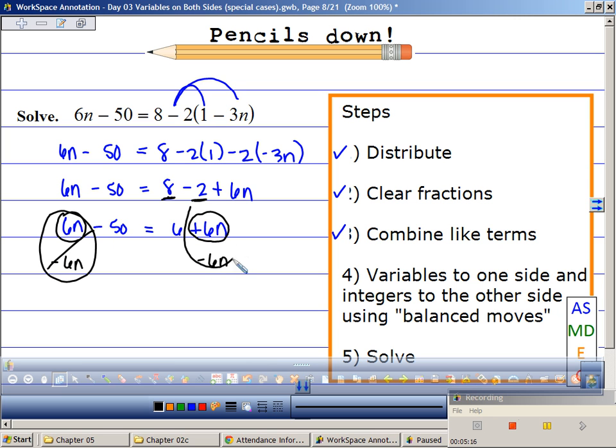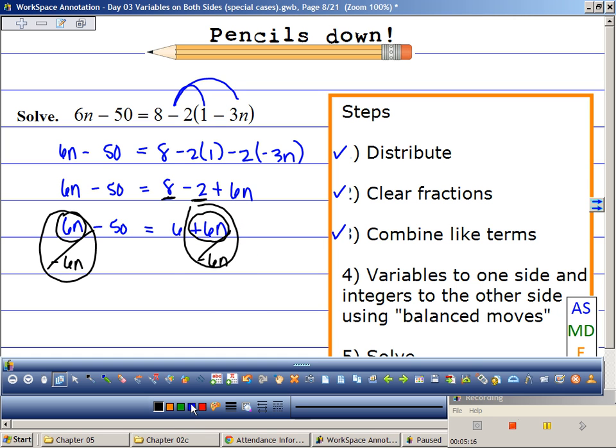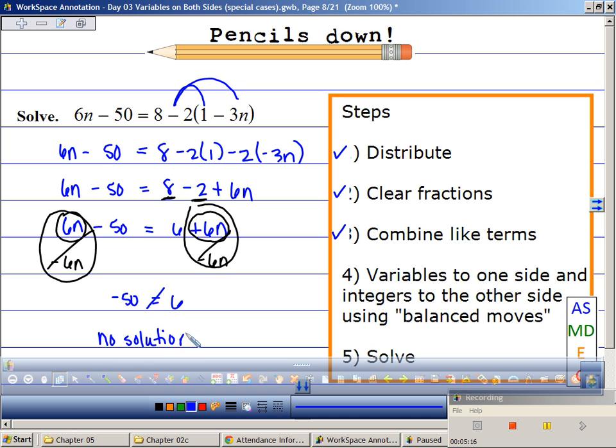That goes away, and that goes away. And I'm left with negative 50 equals 6, and that is not true, so this is no solution. Go ahead and write this one down. Questions on this?